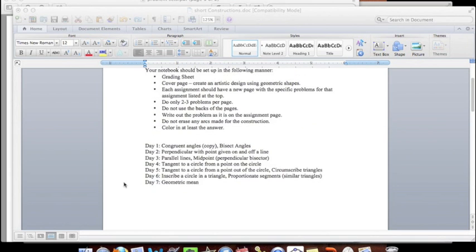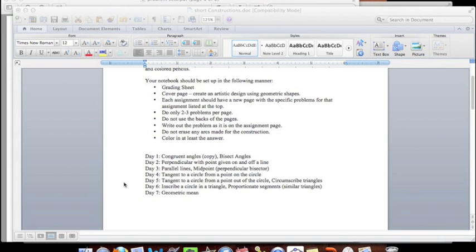So back to what I'm looking for here. The very first thing in there should be that grading sheet. Then the next thing I should see should be a cover page. Some students are more artistic than others, and I'm not a very artistic person. So on that cover page, we're looking for something with straight lines and circles, some sort of a geometric type thing, since this is geometry, and in constructions we're talking about straight lines and circles.